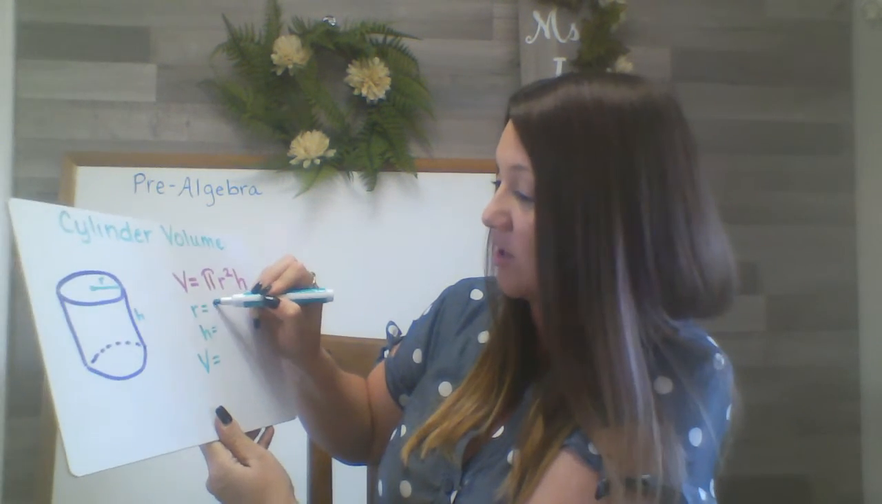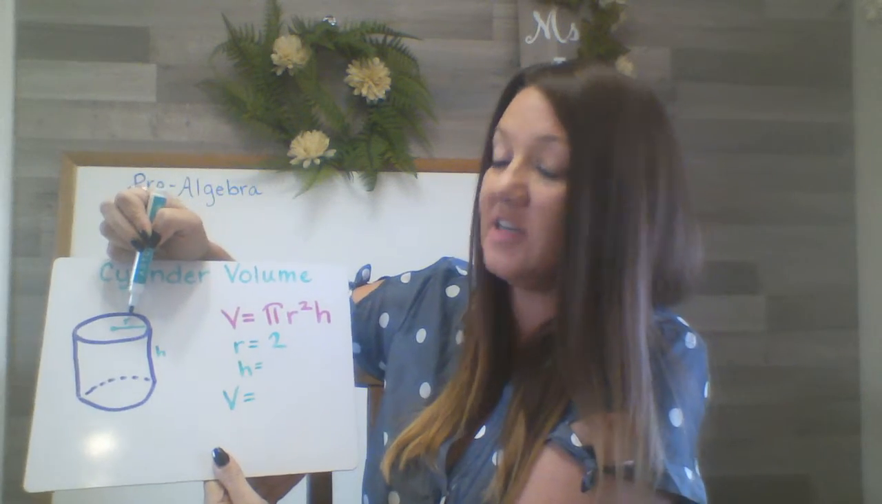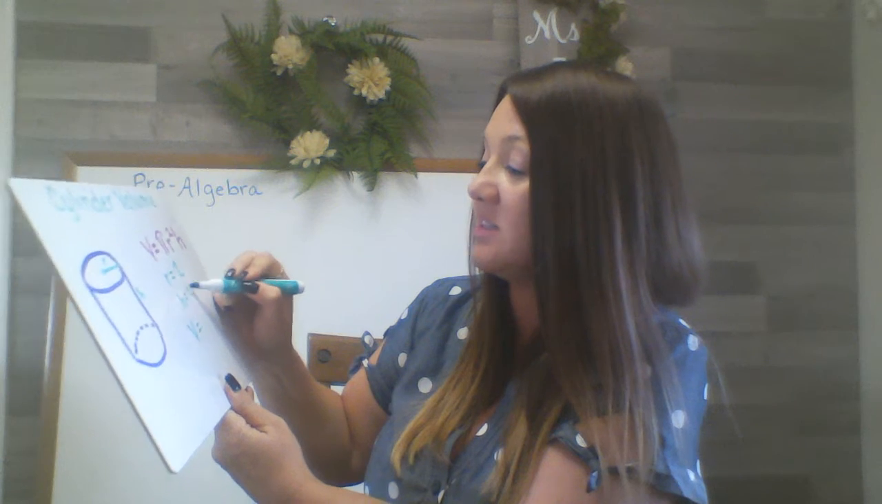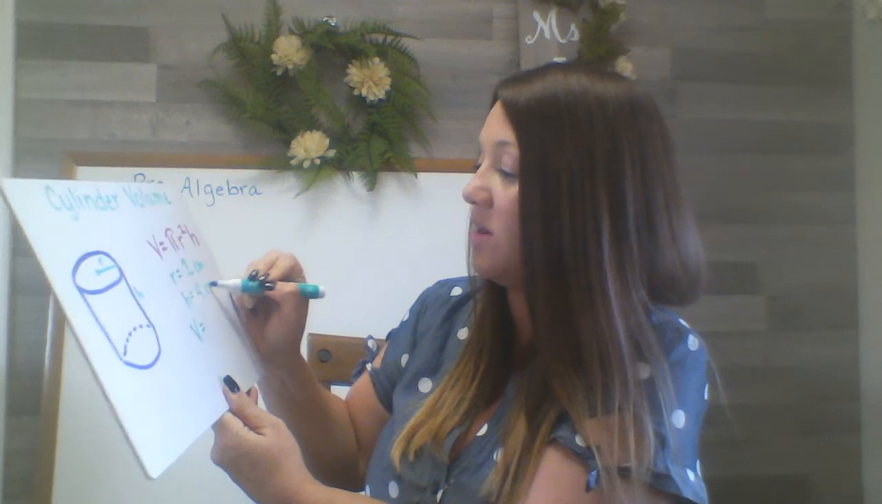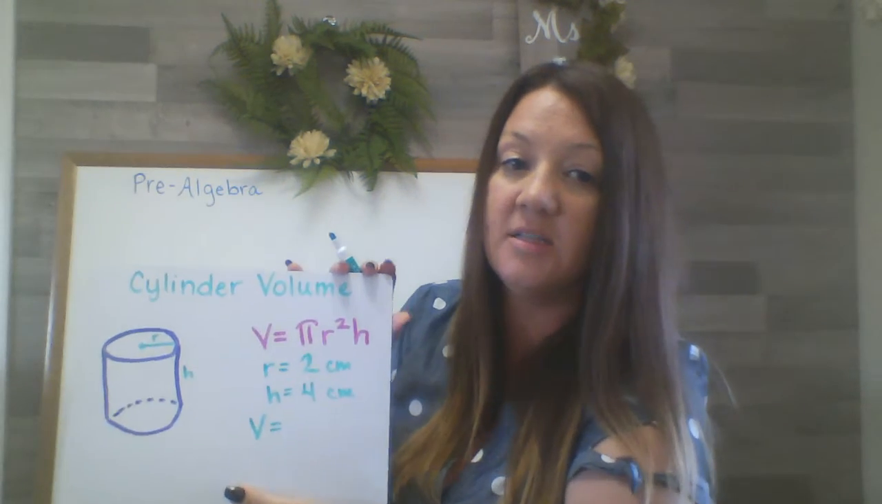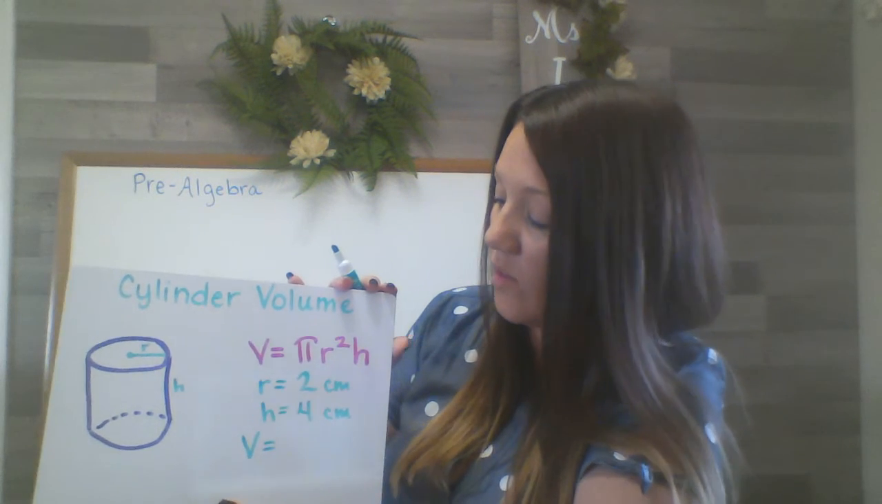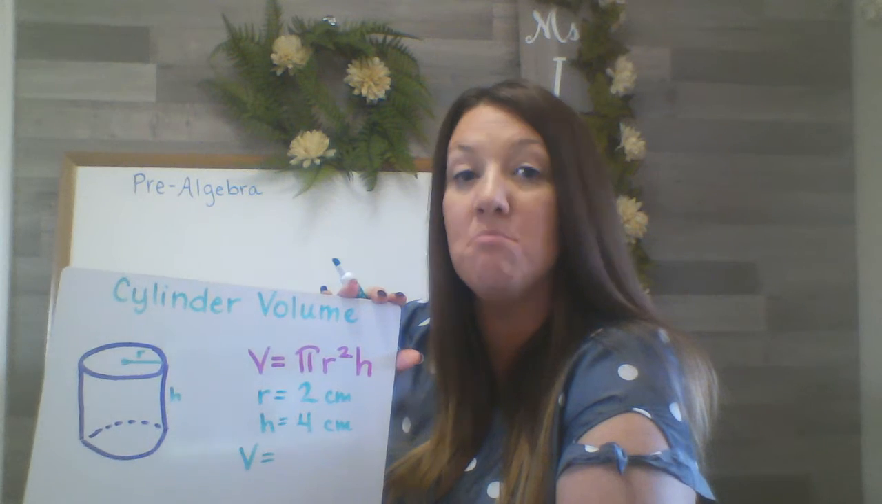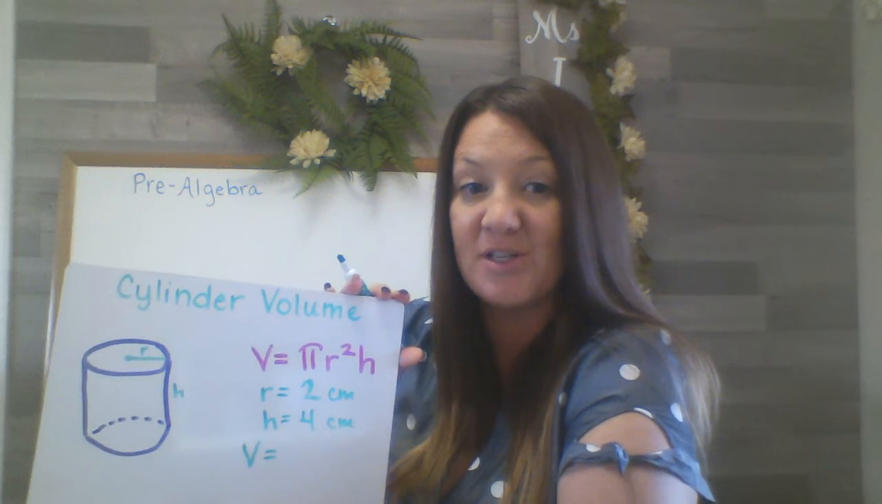And if you said 2, you are correct. So our radius here is 2, and the height of that cylinder is 4 centimeters. So all of these measurements are in centimeters. Okay, so how do we find our volume? We would multiply all of those numbers.